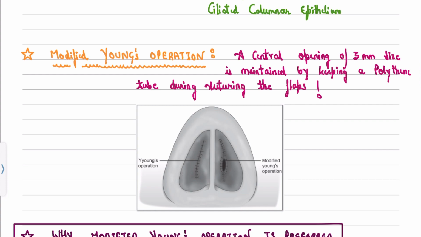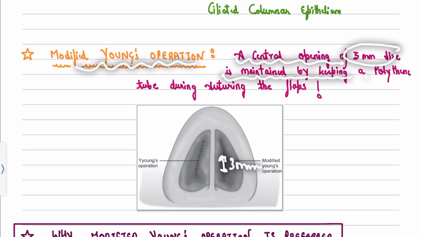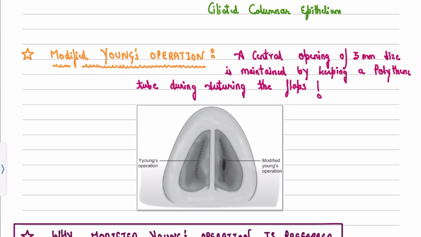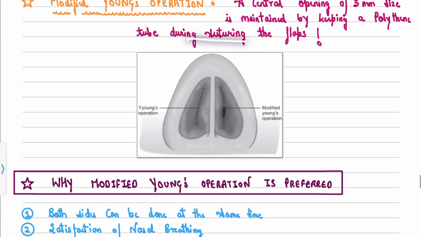Whereas in modified Young operation, a central opening of around 3 mm size is maintained by keeping a polythene tube during suturing the flaps. So the only difference between modified and old Young's operation is that in modified Young operation, we leave some space for breathing, around 3 mm size, using a polythene tube when we are suturing the flaps.